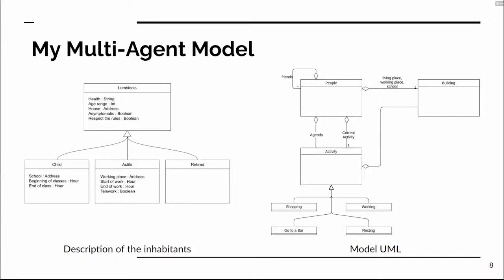the disease, COVID. Each Lambinois can be symptomatic or asymptomatic, and this distinction is quite important, I think, because someone who's symptomatic and who will respect the rules will quarantine himself, for example, to avoid the propagation, and someone who is asymptomatic and, for example, continues to work will probably give the disease.